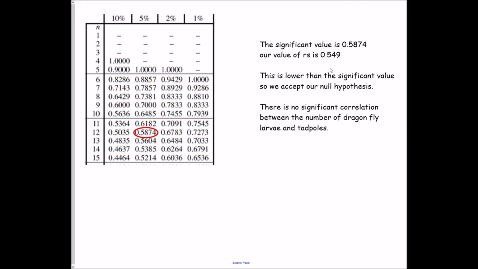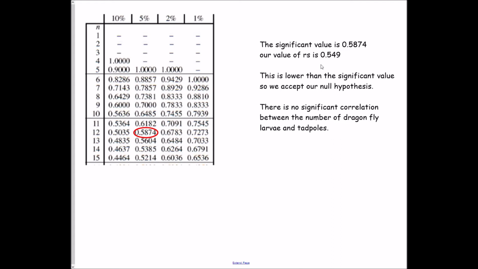Okay, so it's very important that we always check our degrees of freedom is the number of pairs. It's lower than that, so we're going to accept our null hypothesis. Now, I talked earlier about the sign of this. Sometimes it might come out to be negative. If it comes out to be negative and it is greater than our significant value, there is a correlation, but it's a negative correlation. As one gets bigger, the other one gets smaller.